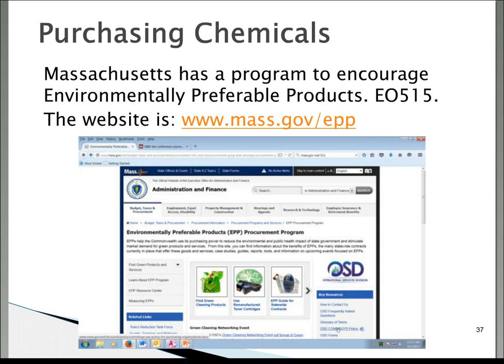Which gets us into purchasing chemicals. We do suggest that you purchase only the chemicals that you really need and only the chemical quantities that you're going to use this year. So sometimes buying a 55-gallon drum can be cheaper, but we do encourage you to look at how much you actually use per year and just buy that amount.